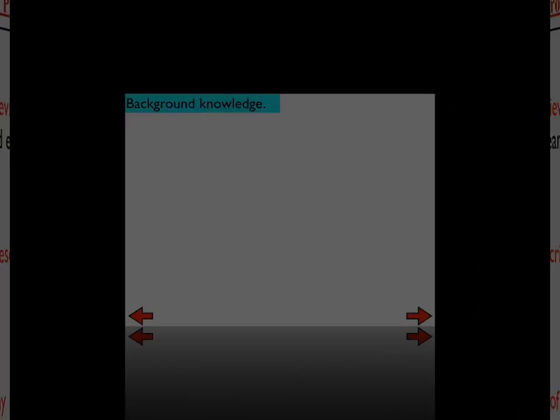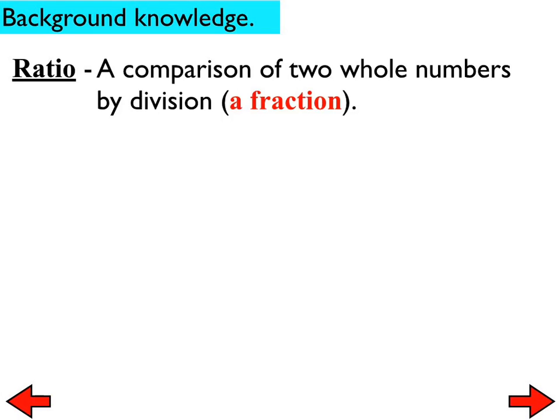All right, let's get started. Some background knowledge from 7th grade. A ratio is a comparison of two whole numbers by division. Some people like to think of a ratio as a fraction. I believe this entire definition is in your notes.